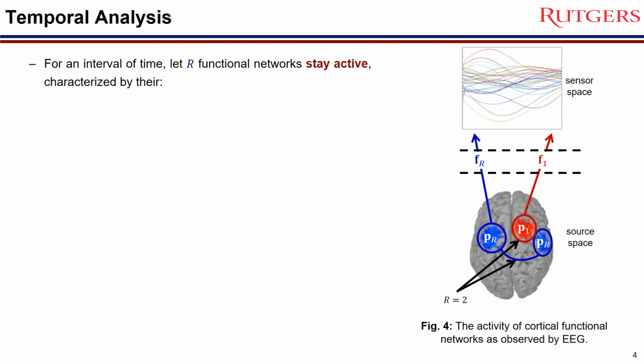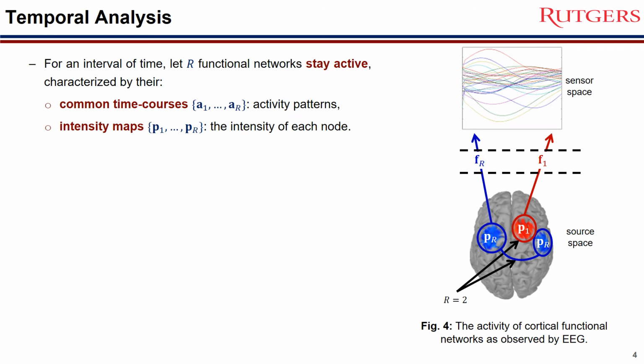Second, temporal analysis. For an interval of time, let R functional networks stay active, characterized by their common time courses, or activity patterns, intensity maps, which give the intensity of each node within each network, and average gain vectors, which define the cortex-to-sensor spatial relationships.